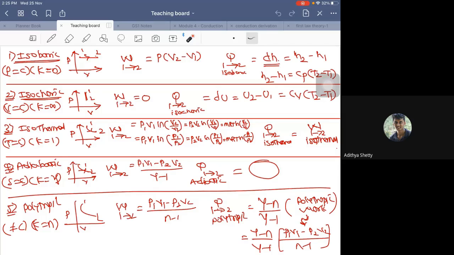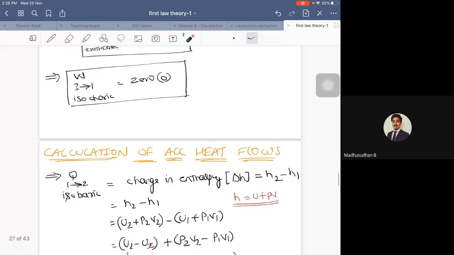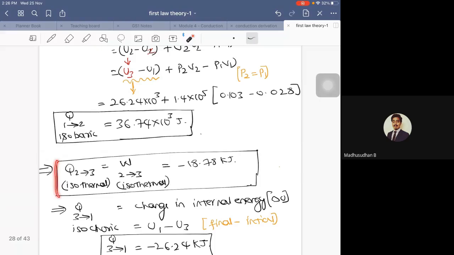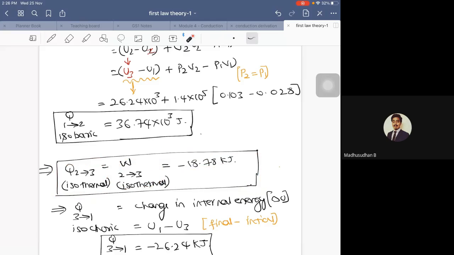By the work done equation, the same. So if you have your work done expression, the value of work done will be equal to the value of heat flow for the isothermal process. So just go back there. I have written here, Q2 to 3 equals W2 to 3, which you have already calculated, which is minus 18.78 kilojoules. So that will be equal to the value of Q2 to 3 because it is an isothermal process.